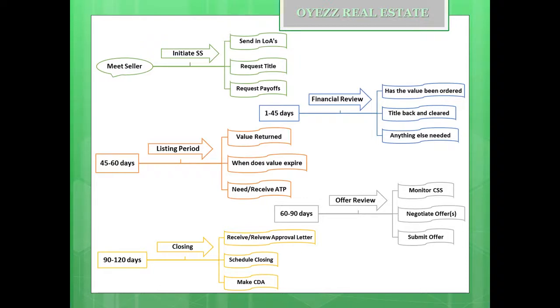You're going to figure out when that value expires and what net the bank is going to have to meet from that value. 60 to 90 days, we're looking at the offer review: we're monitoring the showing service, negotiating offers, and even submitting offers for approval. Then 90 to 121 days is your closing time, where you receive your approval letter, you schedule for closing, and everybody's happy in the end.